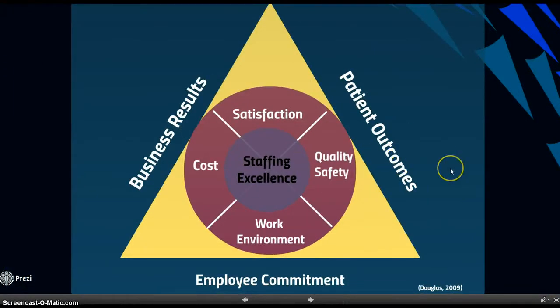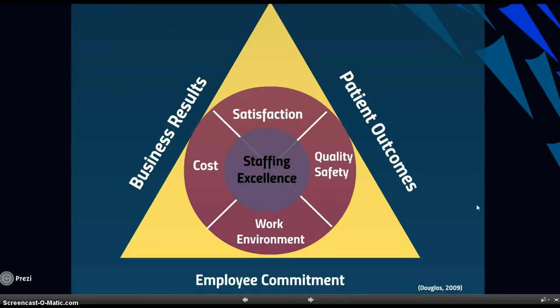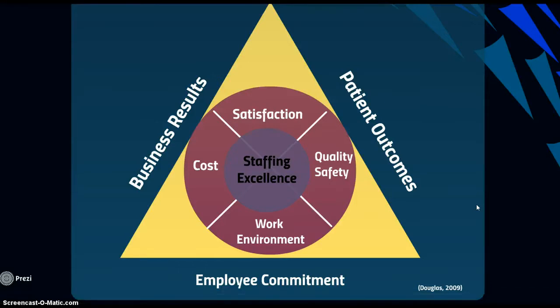This was a diagram that I found in one of the articles that I had, and it pretty much talks about how staffing excellence affects everything. It affects patient satisfaction. It affects employee satisfaction. Everyone's happier when they're not feeling rushed to take care of their patients. It affects cost. We just talked about how you can save millions of dollars, billions of dollars from preventing millions of different sentinel events from occurring. So it's a cost saver.